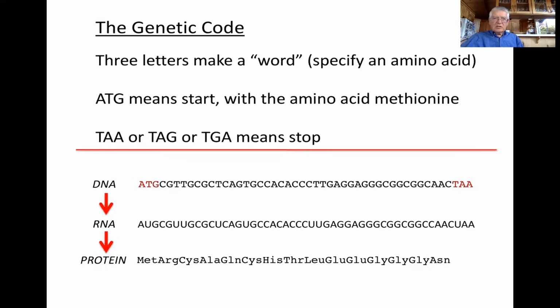And questions on this. All right. In a way, it's an amazingly simple alphabet. And it is the same in all organisms, from plants to animals to bacteria. There are virtually no exceptions to this use of the genetic code.